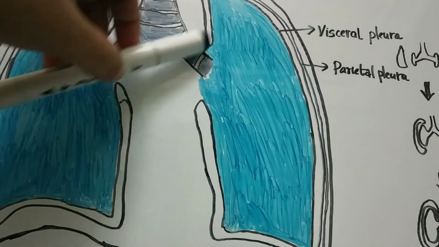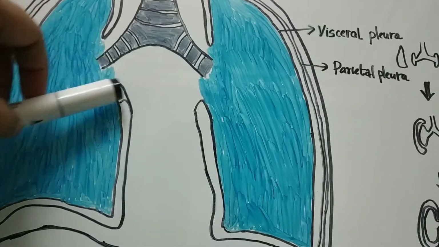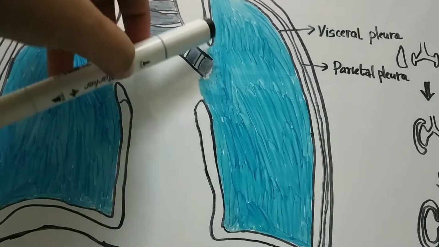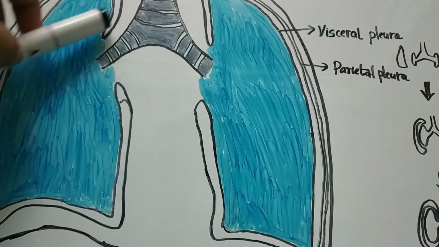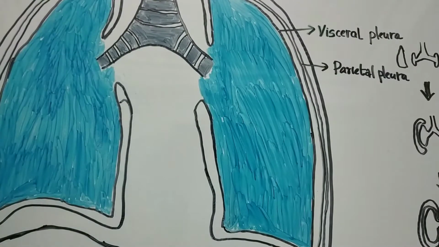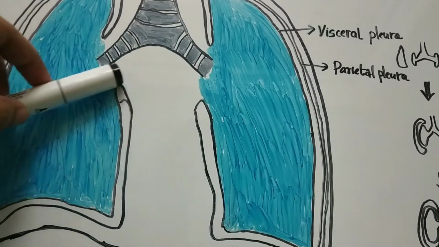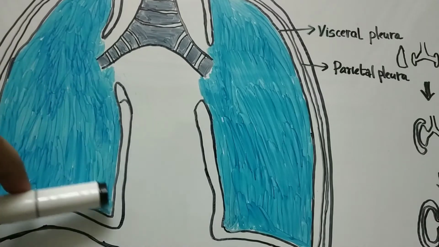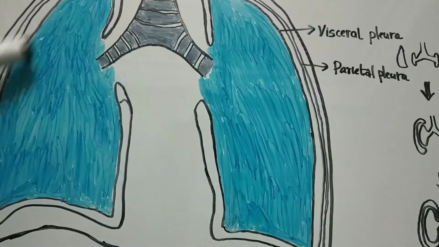The hilum is the place where the blood vessels, veins, bronchus, etc. open into the lungs. So except at the hilum, the pleura covers the whole lung. At the hilum, the visceral as well as the parietal pleura are continuous.